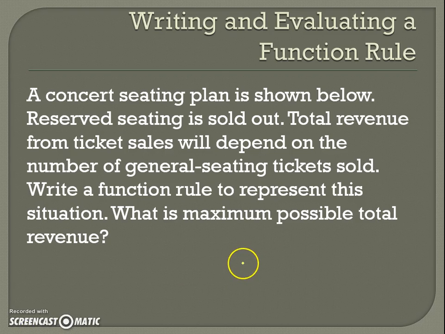Writing and evaluating a function rule. It says a concert seating plan is shown below. That's going to be on the next slide. Reserved seating is sold out. Total revenue from ticket sales will depend on the number of general seating tickets sold. Write a function rule to represent this situation. What is the maximum total revenue?